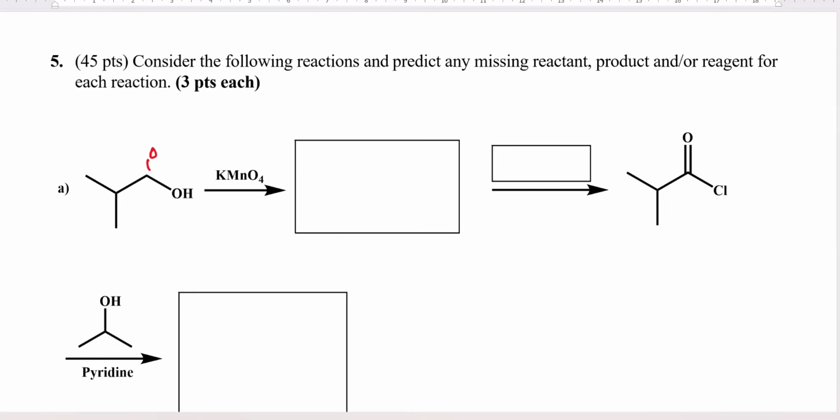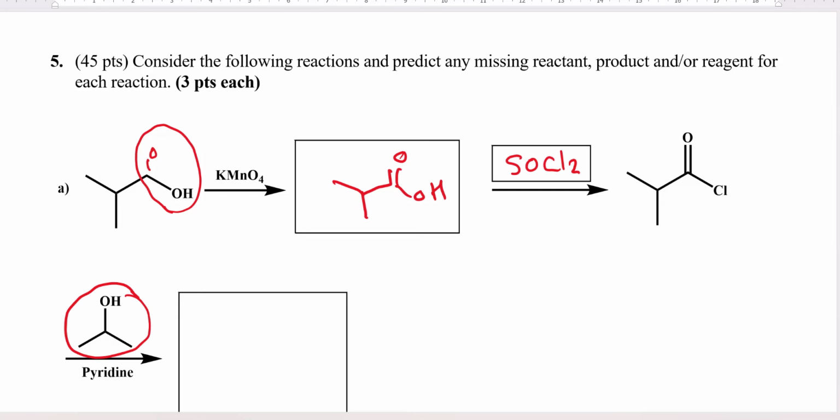Primary alcohols oxidize to the carboxylic acid, so the CH2OH converts to the carboxylic acid functional group. Comparing this step and the next step, instead of OH, we have Cl. The only method we can use to convert OH to Cl is thionyl chloride, SOCl2. And then in the next step, we add an alcohol.